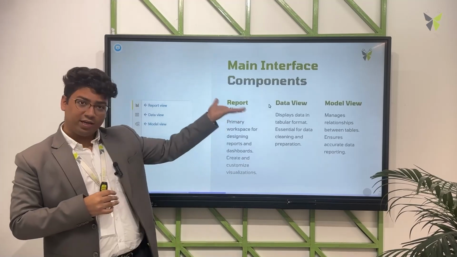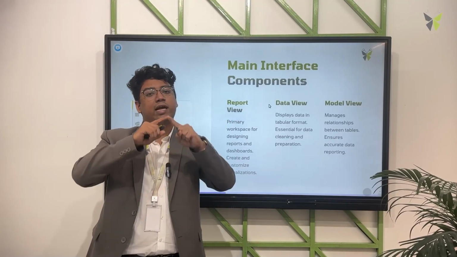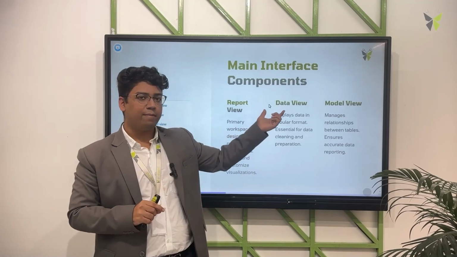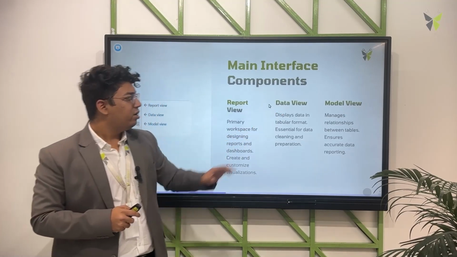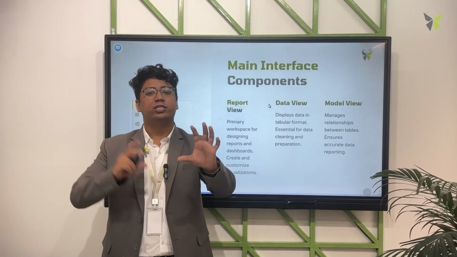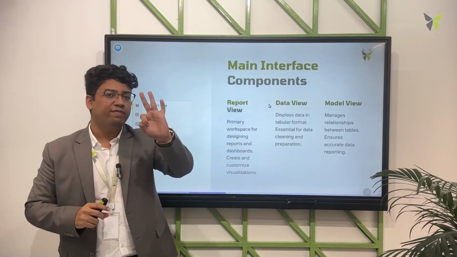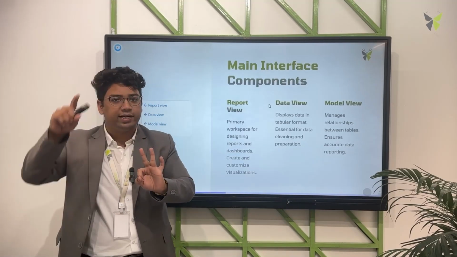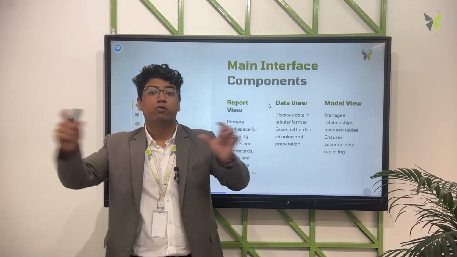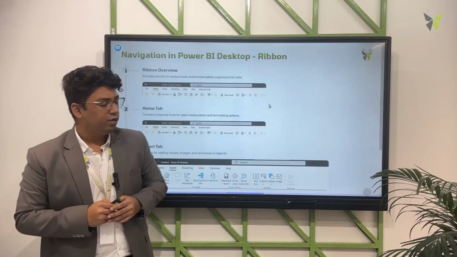Now, data view is another view. Whenever you are connecting to your data sources and you want to see that in a table or tabular format, you can go into your data view tab and see that data. The third one is the model view, where you try to understand the relationship between the multiple tables that you have added. So again, three views: report view for creating charts, data view for looking at your tables, and model view for how your tables are connected or sharing information with each other.